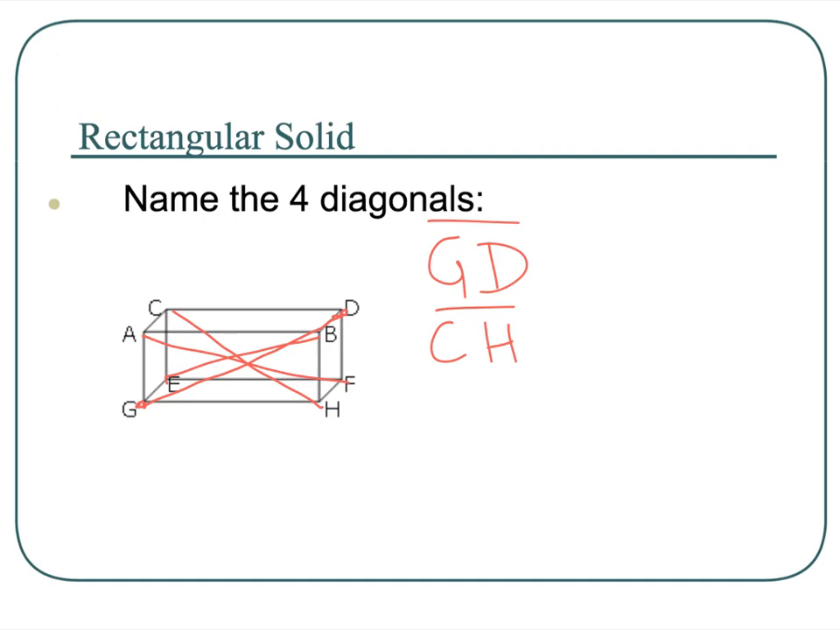CH, what did I say? Hold up, no. EB, then AF, that's what it was. Okay, there we go. So there's our 4 diagonals. You have to go through the solid because it's 3-dimensional. That's exciting stuff.